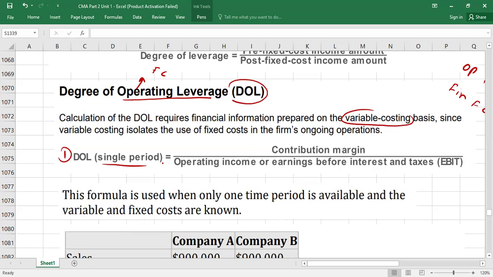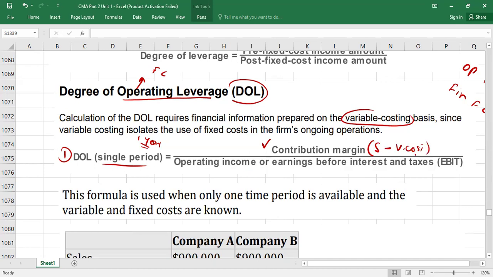So this formula is for a single period. Single period means you have data for 1 year, or you have an income statement available for 1 year by using variable costing. So what's the formula here, guys? The numerator is contribution margin, and you know contribution margin is always equal to sales minus variable cost. So this is called contribution margin.